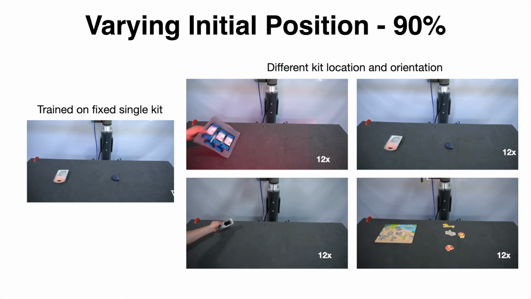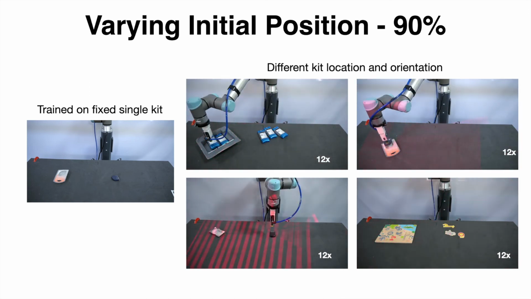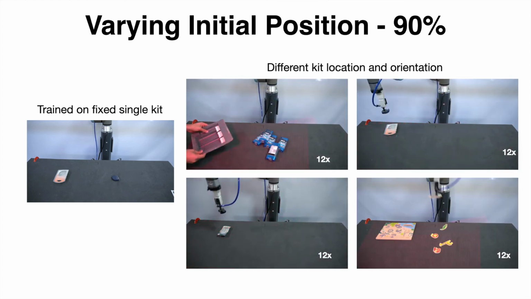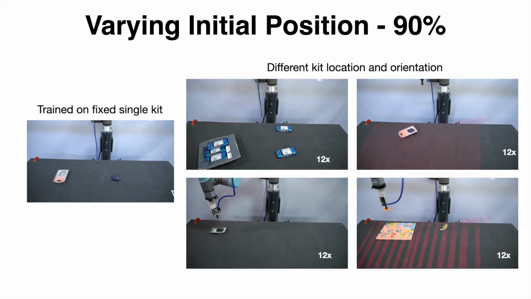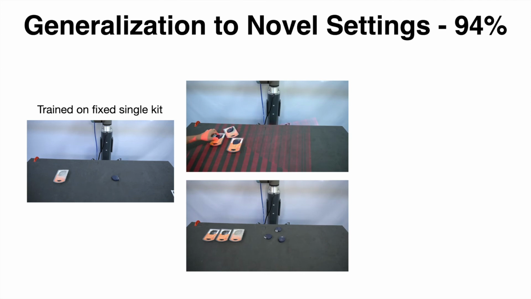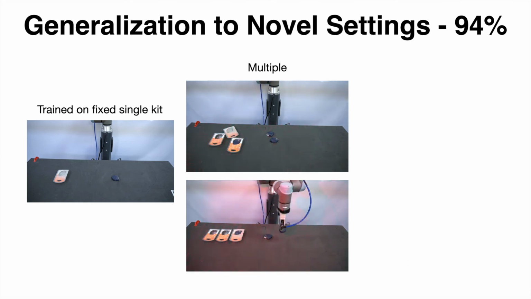Here I'm going to show you the system in action. So first, while the system is trained with objects that have a fixed position and orientation, it is able to generalize to different initial configurations with 90% success rate. Second, while the system is trained with a single object's disassembly data, it is able to generalize to new scenarios where there are combinations of multiple and different kits.